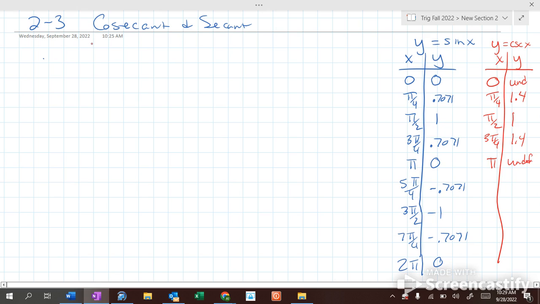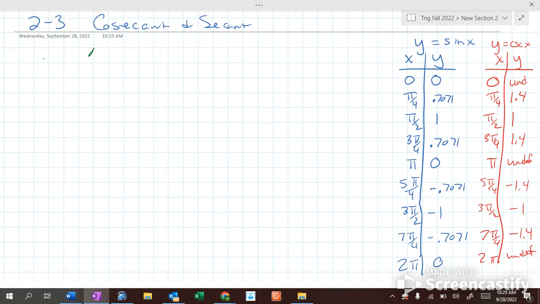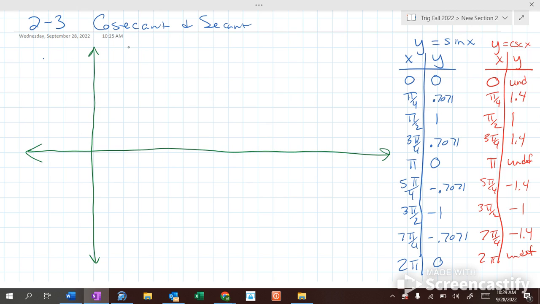And then we go to the negatives now. So then we're at 5 pi over 4, negative 1.4, 3 pi over 2, negative 1, 7 pi over 4, negative 1.4, 2 pi, undefined. So I'm going to go 4 spaces to get to pi over 2 this time, just so I can fit things on before I get to all my numbers.